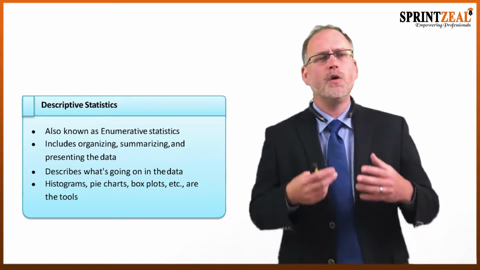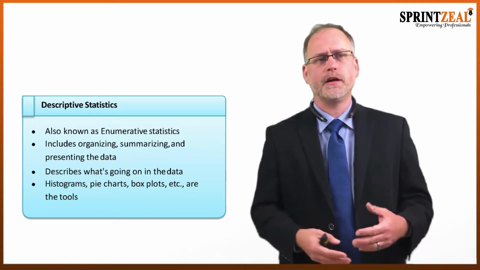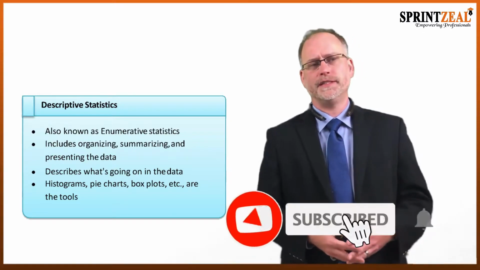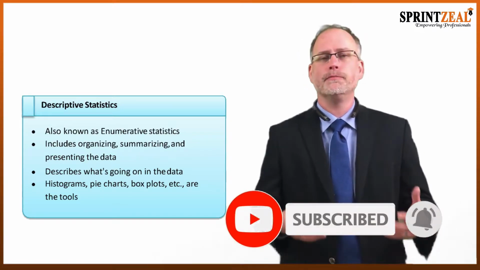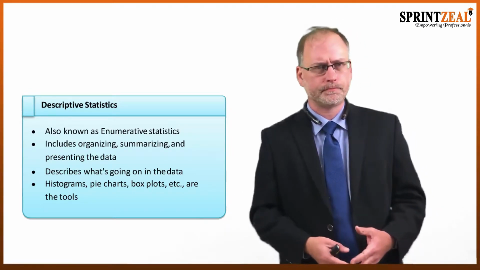It describes what's going on in the data, and we can get that through histograms, pie charts, box plots, stuff like that. An example of descriptive statistics would be your mean, your median, your mode, anything that is numerically expressed.